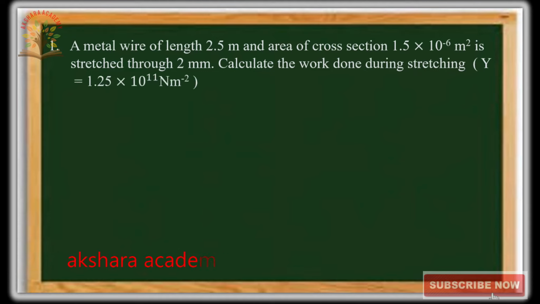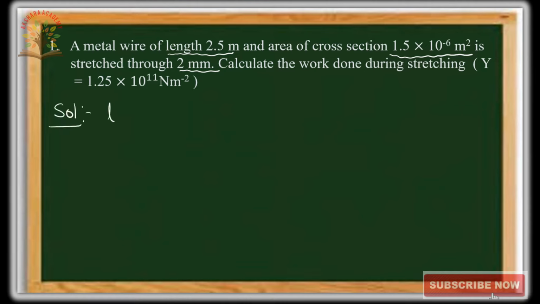So here in this question they are given Young's modulus Y is equal to 1.25 into 10 to the power of 11 Newton per meter square, and they are asking us to calculate the work done during stretching. They gave length 2.5 meters, area of cross section 1.5 into 10 to the power of minus 6 meter square, and elongation 2 millimeters. So let us come to the solution.